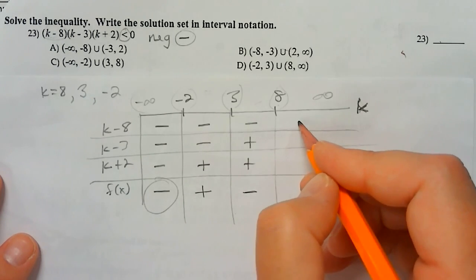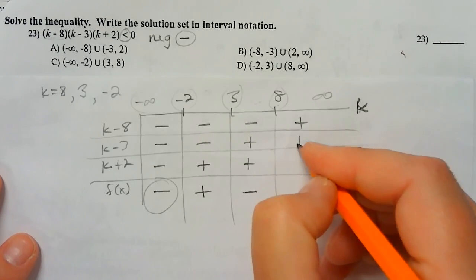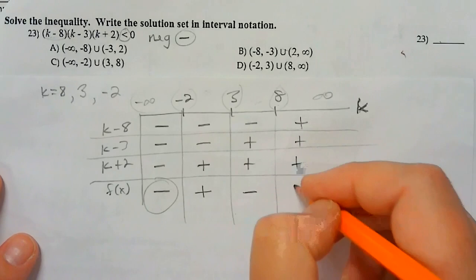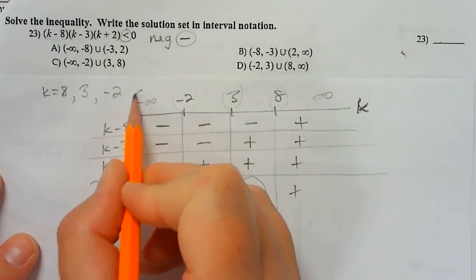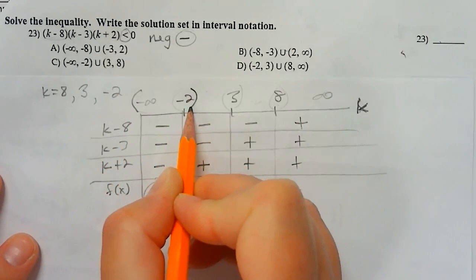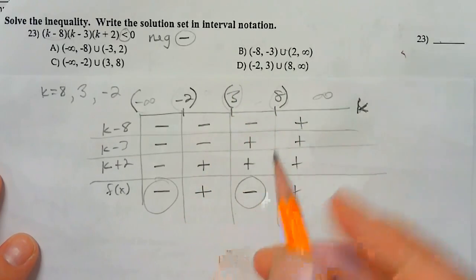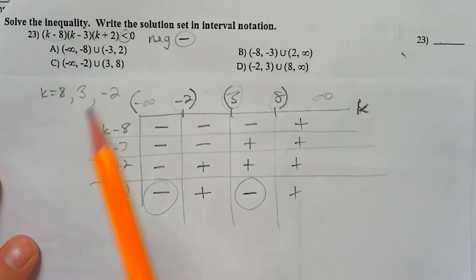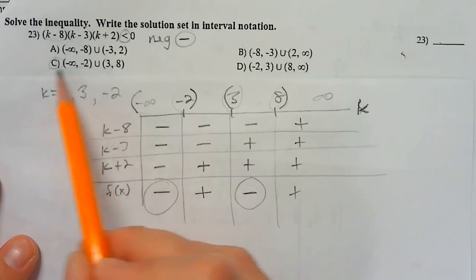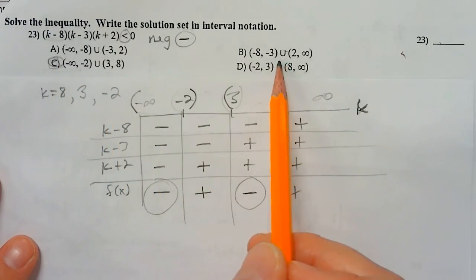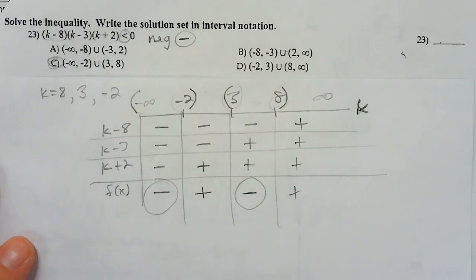Then over here, I have 100. 100 minus 8 is positive. 100 minus 3 is positive. 100 plus 2 is positive. And the whole thing's positive. So these are my two winners, and they can be described as -infinity to -2 and 3 to 8. So I'm going to look for that. -infinity to -2. That's C here, and 3 to 8. Yes, definitely C. These don't start at -infinity, so C is the right answer.